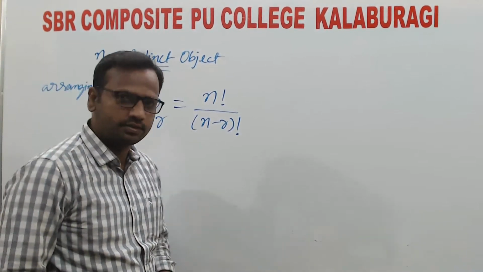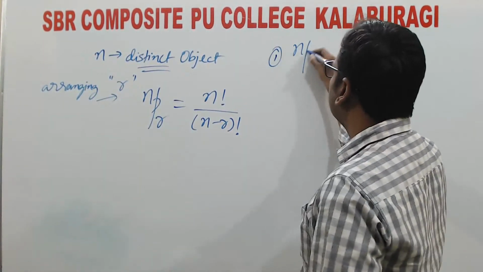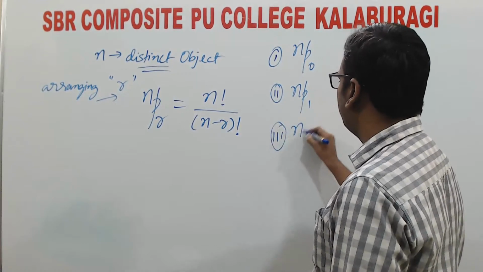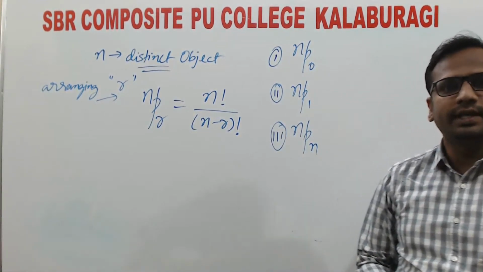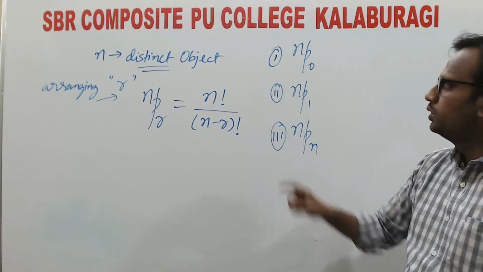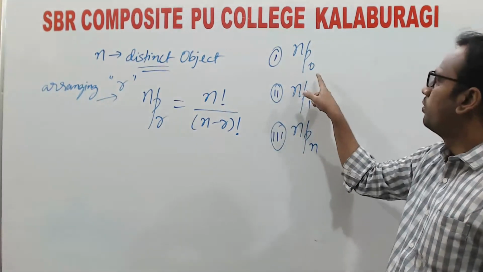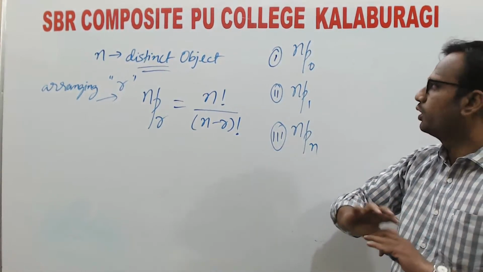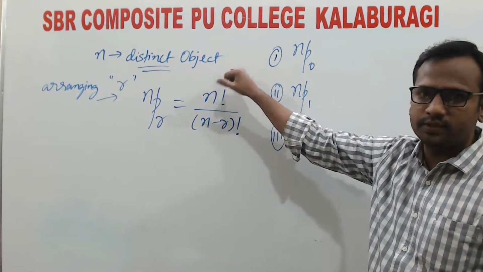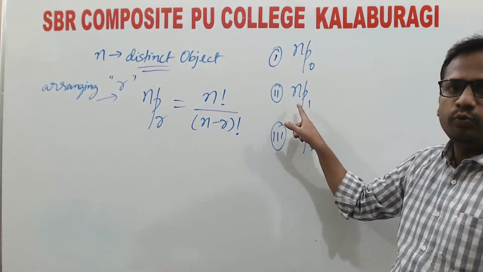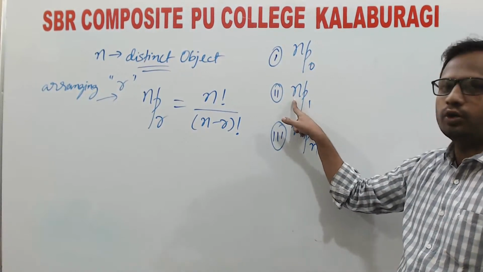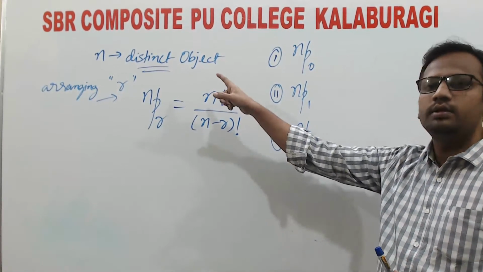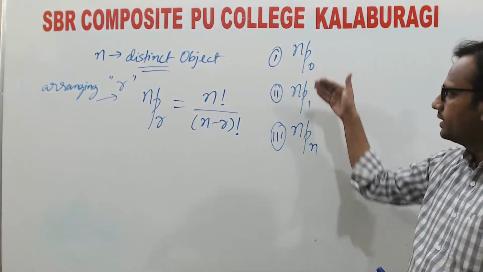And what are the three special cases? The first case, what will be the nP0 value? Second, what will be the nP1 value? And third, nPn. So these are the three special cases. What do you mean by these? Out of n distinct objects, if you are not going to arrange anything, what will be the value? If you wish to arrange only one object from n distinct objects, what will be the value? And similarly, if you are arranging all n distinct objects, what will be the value? So these are the three special cases.